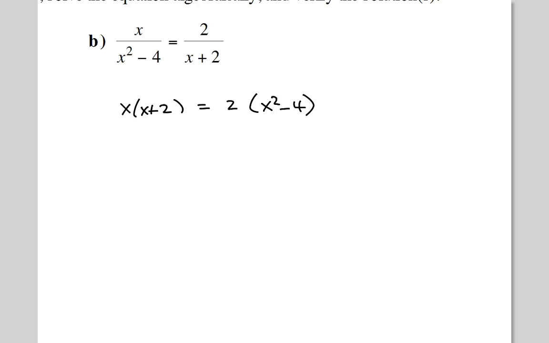You want to factor? You don't have to. For the first part anyway, you don't have to.